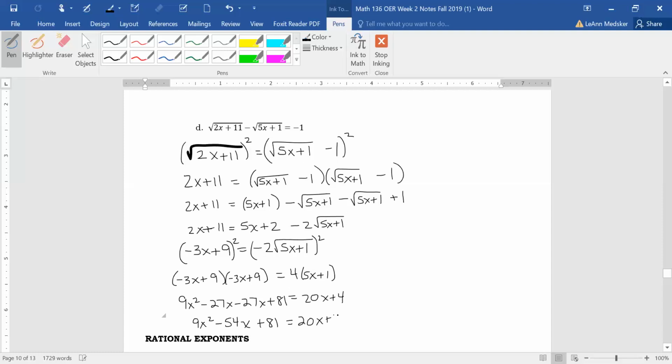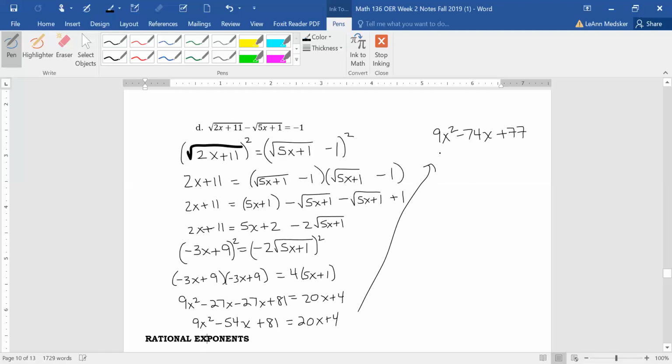20x plus 4. We need to move everything over to the left side, since that needs to be solved like a quadratic. So I have my 9x squared. I'm going to subtract 20, so that makes that negative 74x. And subtract 4 would make that a positive 77.